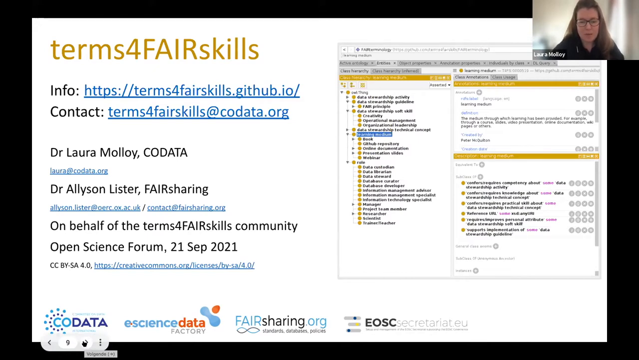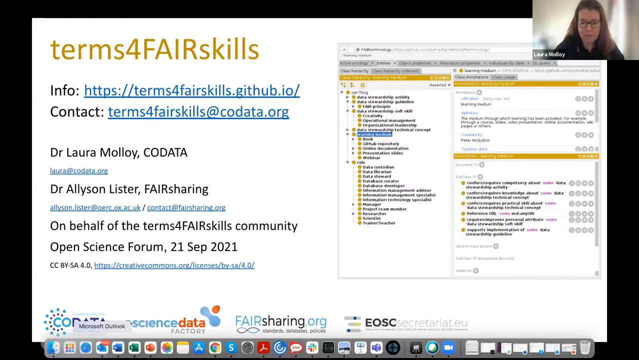We have around 500 terms at the moment, with about a third of those from the well-known CASRAI Research Data Management Glossary. And the remainder come from the range of expertise from our many project partners. So one of the ontology team, Alison Lister, will now share more about why we built the terminology and how we were thinking about it as we went forward with development.